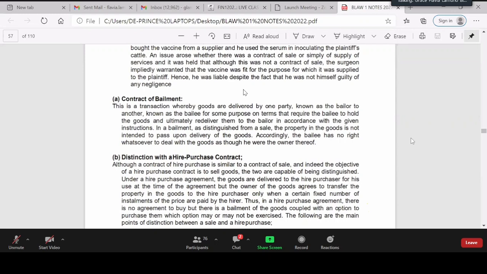The third similarity between the two is that in both contracts, the subject matter are goods. So in both contracts, you're dealing with goods.